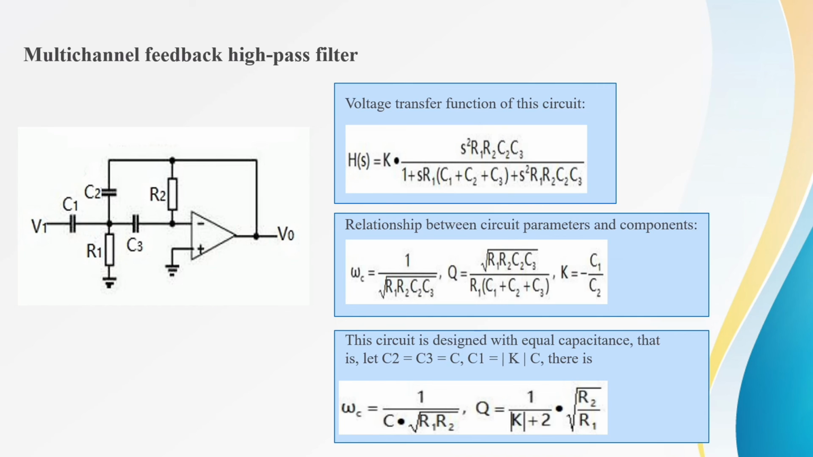Relationship between circuit parameters and components. Omega C equals 1 over the square root of R1 R2 C2 C3. Q equals the square root of R1 R2 C2 C3 over R1 (C1 plus C2 plus C3), and K equals negative C1 over C2. This circuit is designed with equal capacitance. That is, let C2 equals C3 equals C, and C1 equals KC. That is, omega C equals 1 over C times the square root of R1 R2, and Q equals 1 over K plus 2 times the square root of R2 over R1.